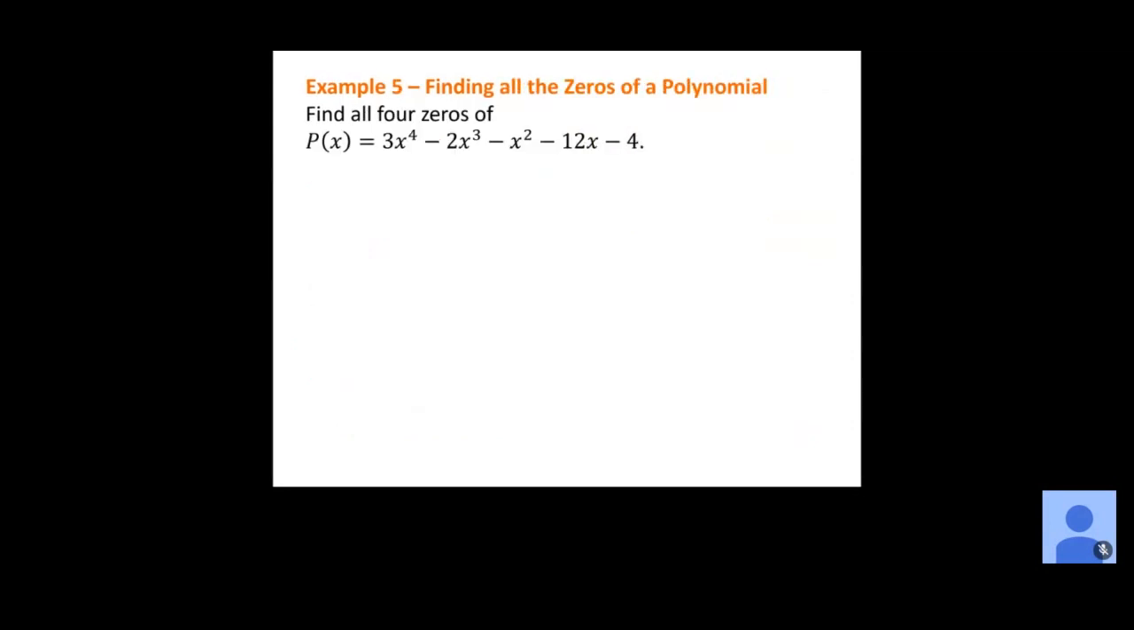All right. So example 5, we want to find all 4 zeros of this polynomial. All right, so if we look at this one, we don't have any common factors this time, right? Because there's nothing in common with all of our terms. No x's we can factor out or anything like that. So what do you think we're going to want to do first here?